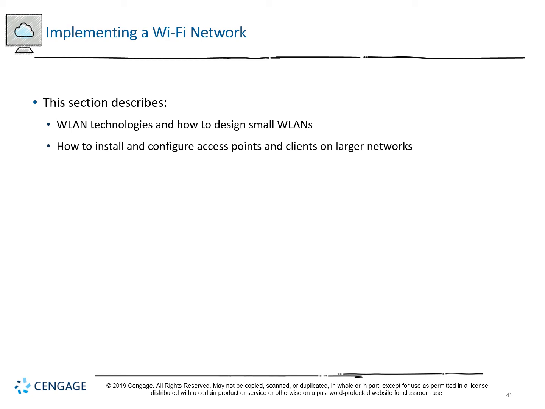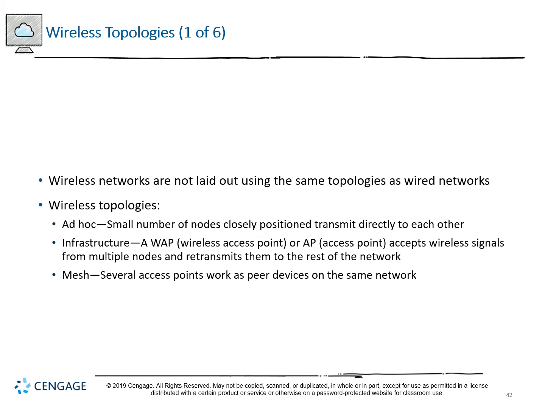Now let's talk about implementation. This section is going to talk about wireless LAN technologies, how to design small LANs, and how to configure access points and clients on larger networks. Wireless networks are not laid out using the same topologies as wired networks, as you might imagine. You know, hub and spoke, point to point doesn't really work. We have what are called ad hoc and infrastructure networks as well as mesh.